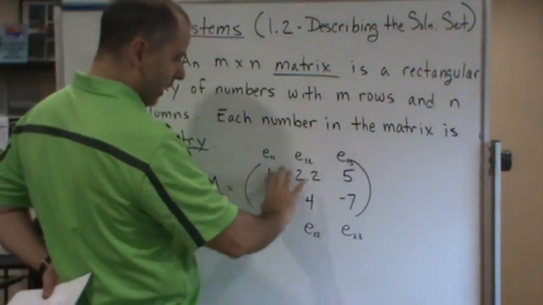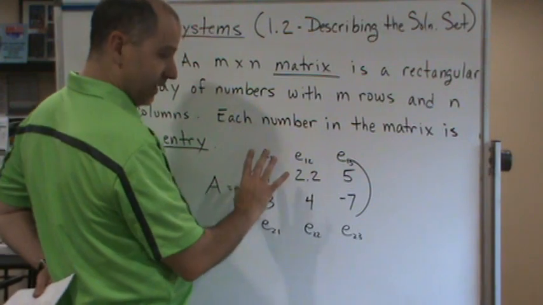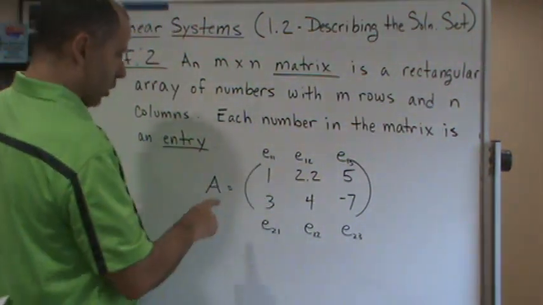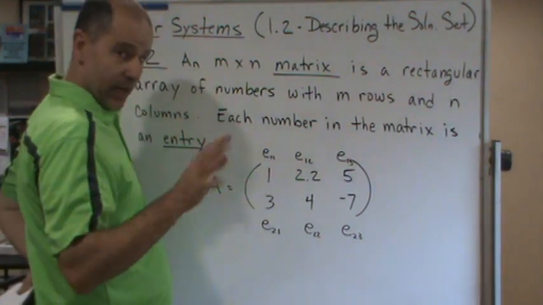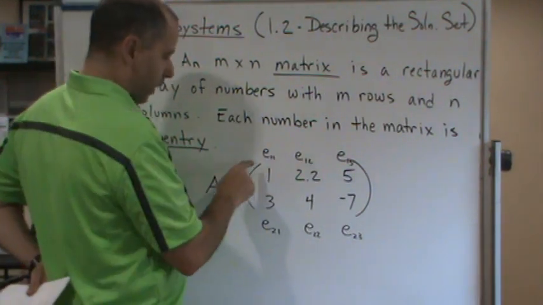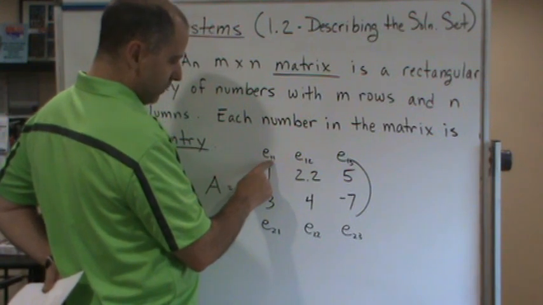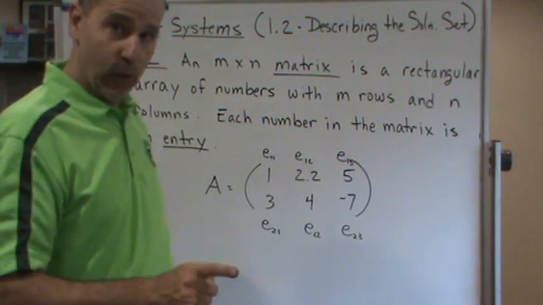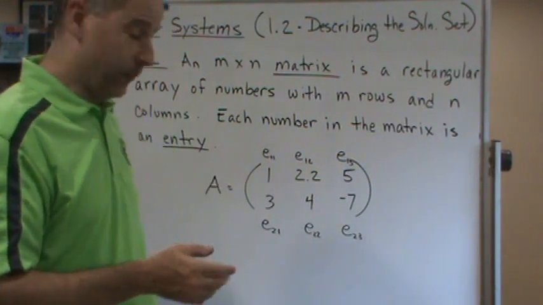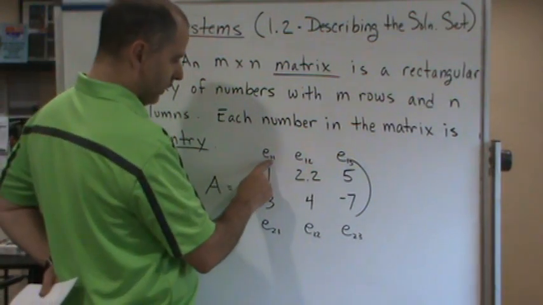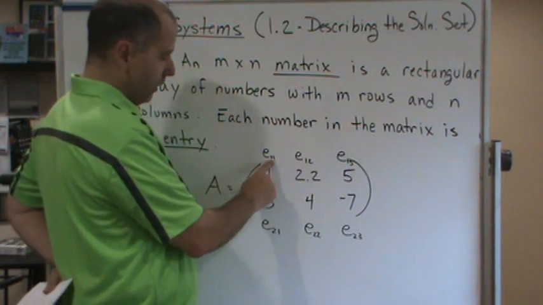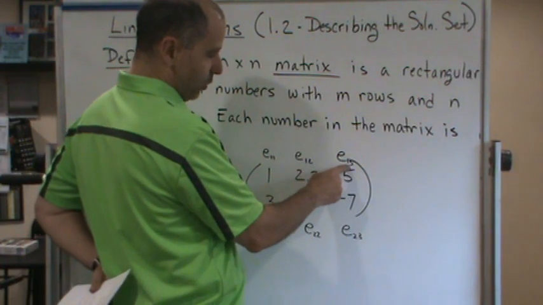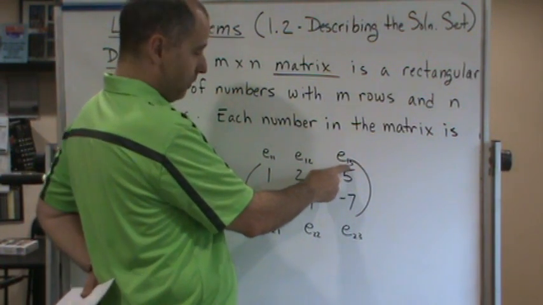Now, each entry has a corresponding way of describing it. The notation might be different depending on the textbook, but this would be entry 1,1. Sometimes they put a comma, so it would be 1, comma 1. It's always the row first. You always have the row listed first. So this is the entry for row 1, column 1, row 1, column 2, so E1,2, E1,3, which is row 1, column 3.